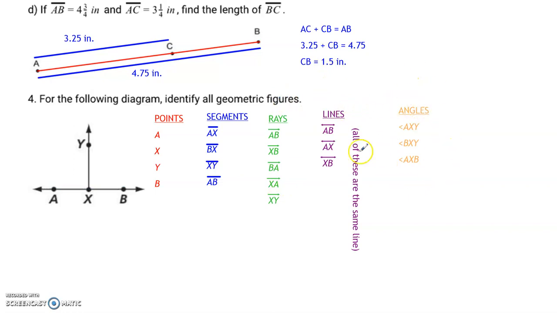Last piece is the angles. I know AXY is this angle here. I know that BXY is this angle here. AXB is actually a special type of angle. AXB is called a straight angle. It's an angle with a vertex that is collinear with both of the other points. So in other words, AXB is an angle, but that angle measures 180 degrees. We're going to be talking much more about angles later on in the course.